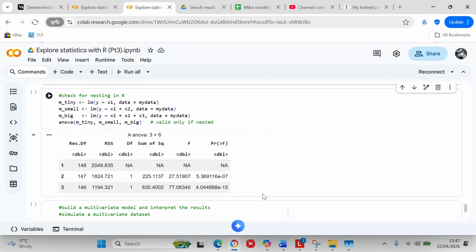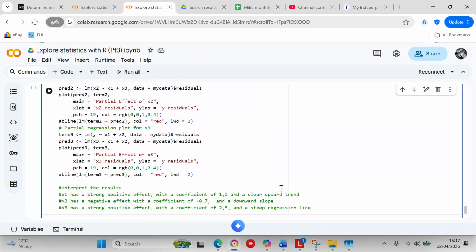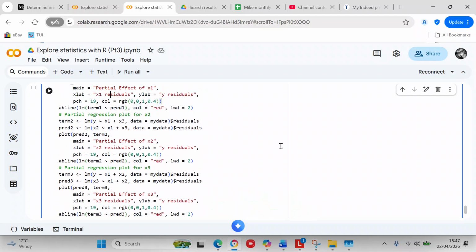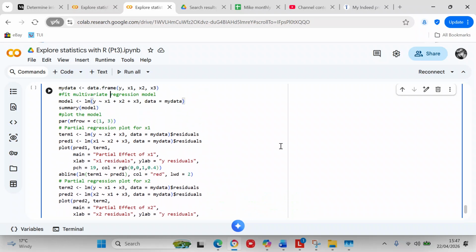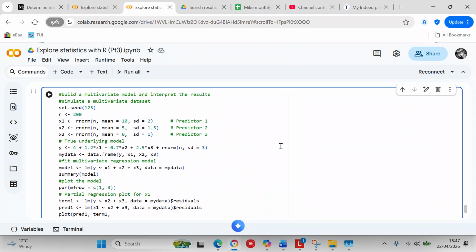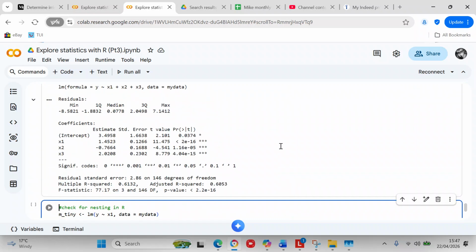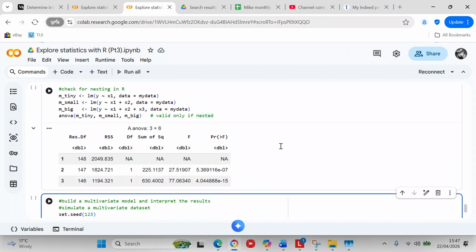So now what we're going to do is check on nesting for R. So m tiny becomes lm, that's a linear model, y tilde x1, and data equals my data.